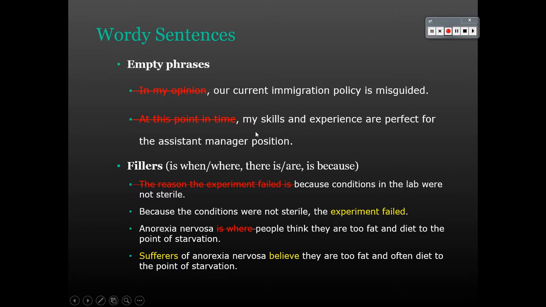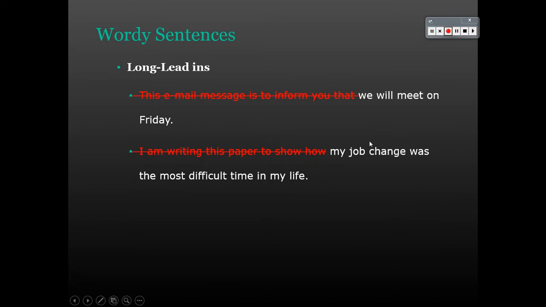But if you are applying for a job, as it appears in this case, this appears to be a cover letter for a resume, "my skills and experience are perfect for the assistant manager position." You don't need to specify "at this point in time." It's assumed. All right, fillers.